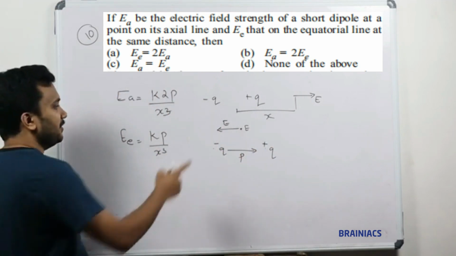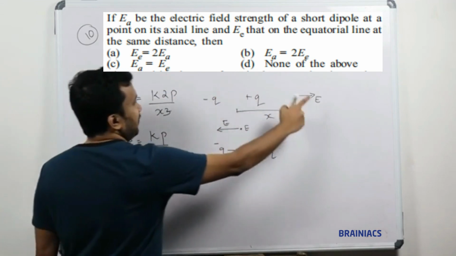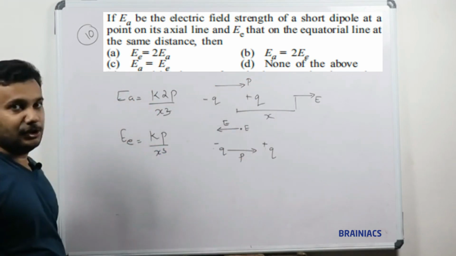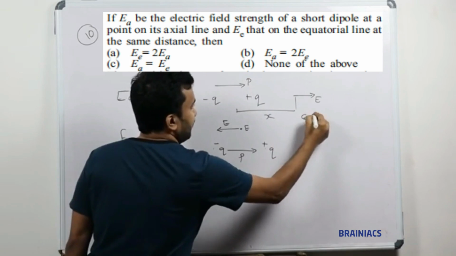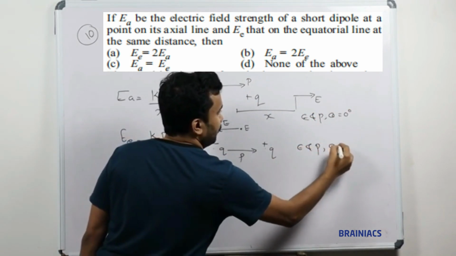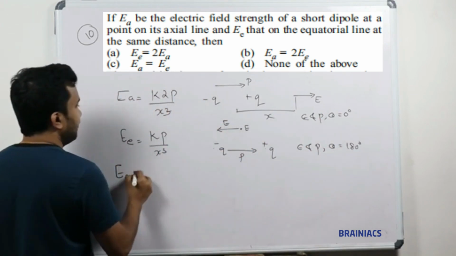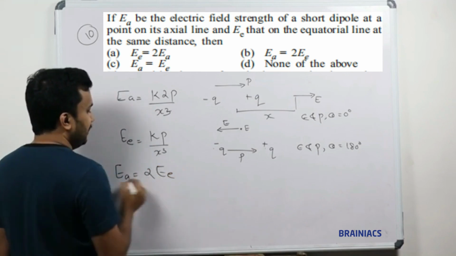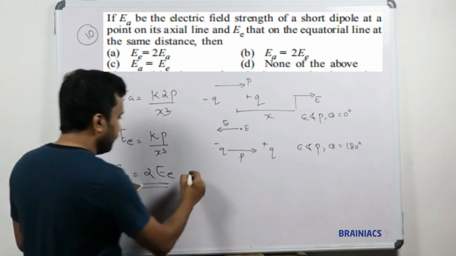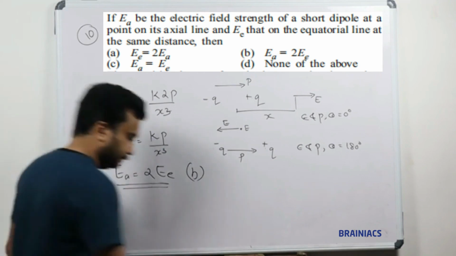I told the angle between electric field and dipole moment in the previous videos. Here, on the equatorial line, it is 180 degrees. On the axis, both are directed in the same direction, so the angle theta between E and P is 0 degrees. So I can say the axial electric field equals 2 times the equatorial electric field. This matches your option number B. Option B is the right answer for question number 10.